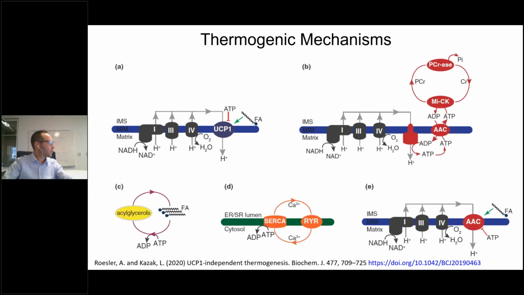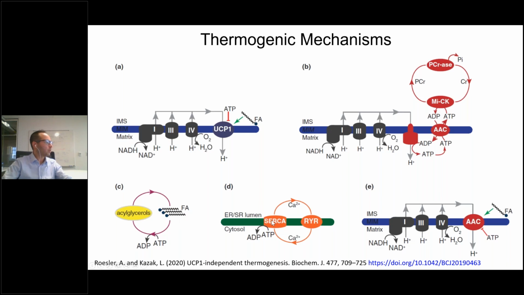And so in the review by Rosler and Kazak, they highlight the UCP1-dependent mechanism and many of these novel UCP1-independent mechanisms that have been uncovered, such as the creatine phosphocreatine cycle that cycles within mitochondria to use up ATP and in turn generating heat in this process. Additionally, we also have the constant cycling of fatty acids and the reesterification that occurs in adipose tissue, which is also an energy-demanding process. And through this energy-demanding process, this also subsequently generates heat.